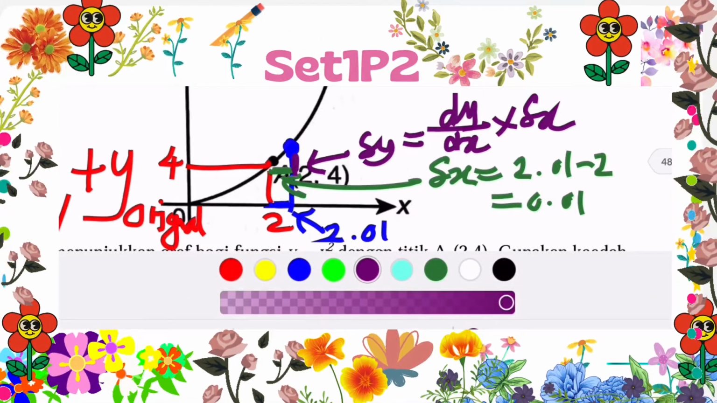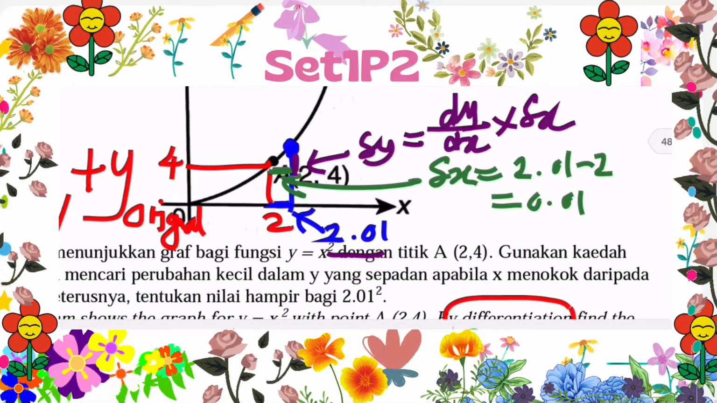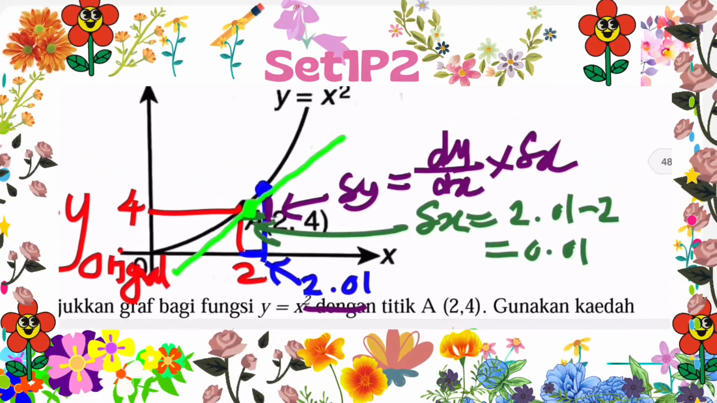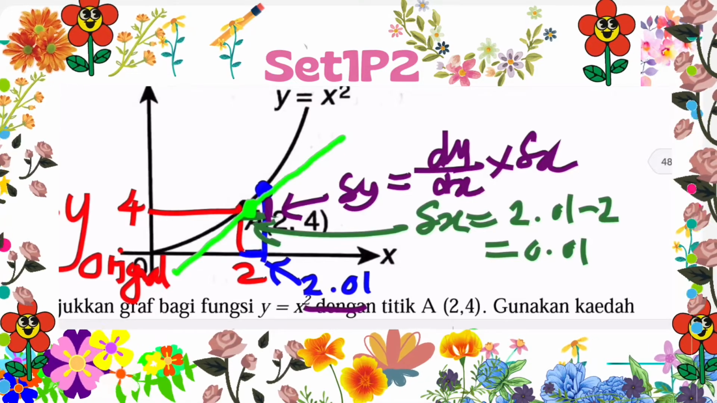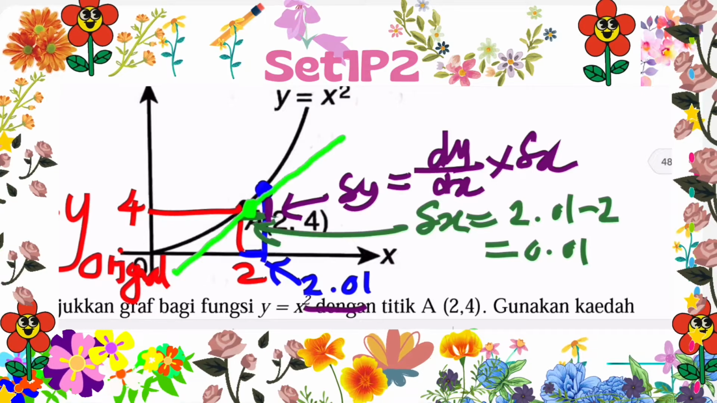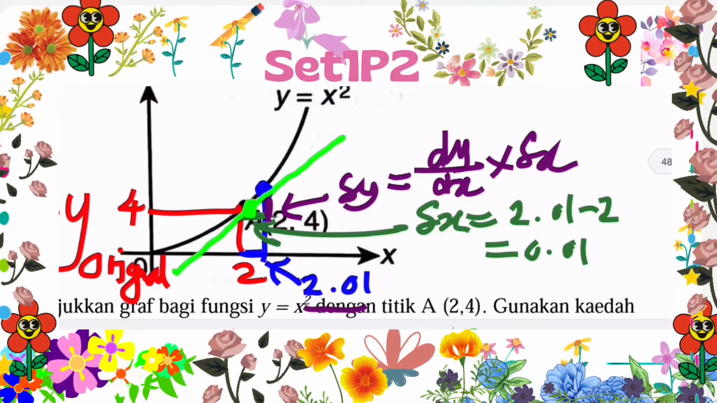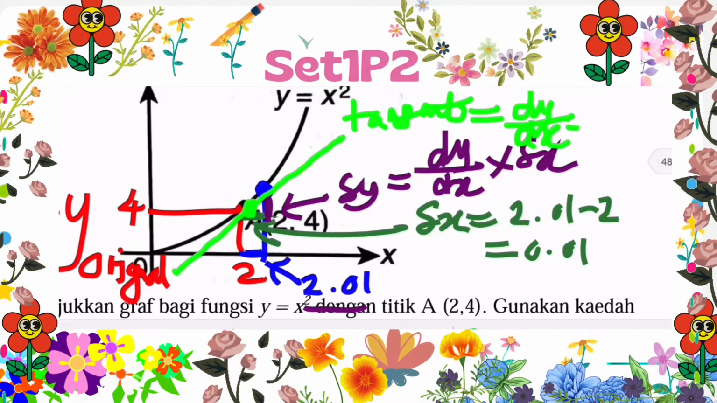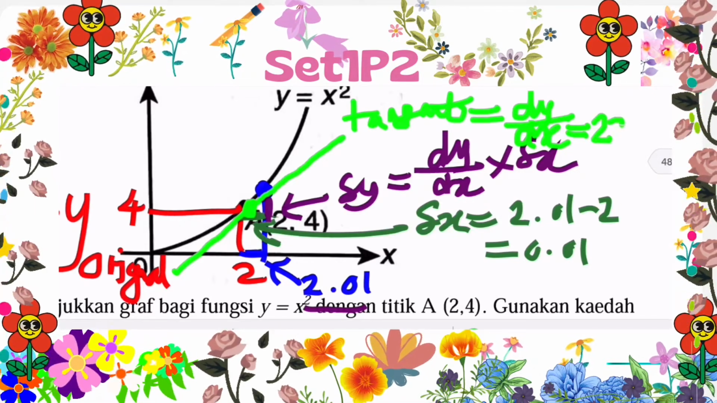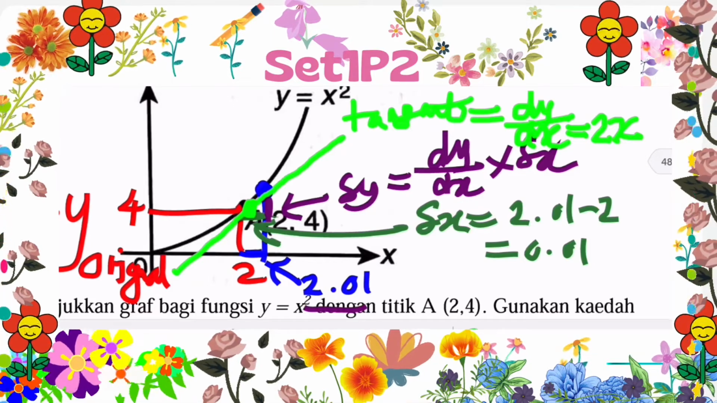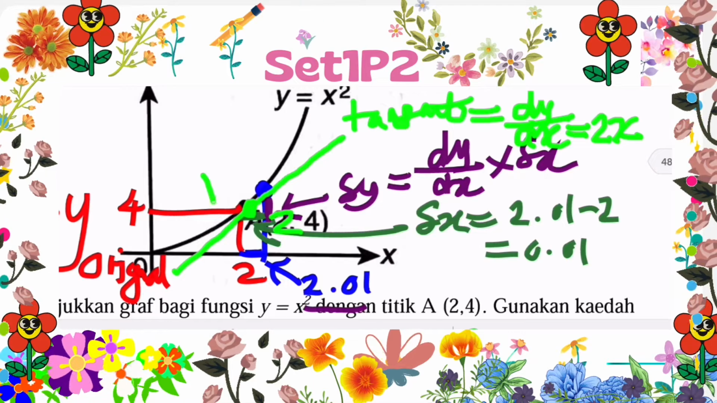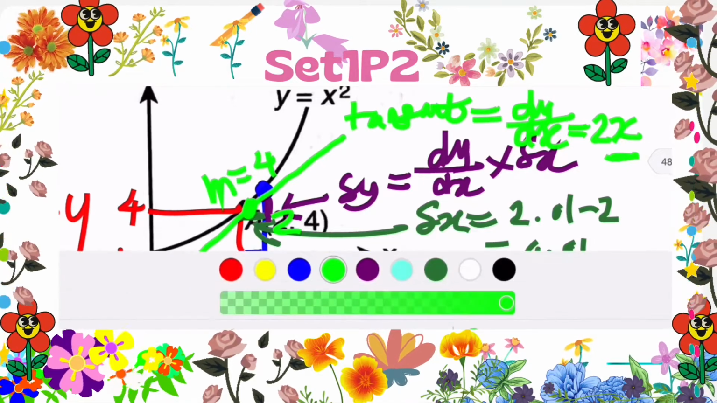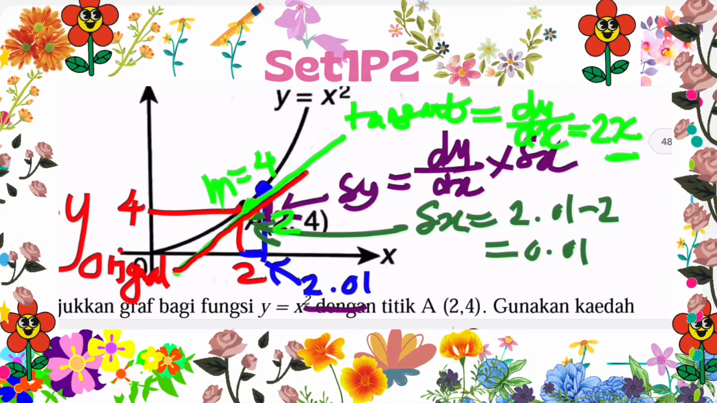So let's say we have a line that touches the point (2, 4), and this point, the blue point, is very close to the original point. That's why it's a small change, a small value. So this line is called a tangent, and the moment you see tangent, it means dy/dx. That means the gradient of the green line is 2x, and at that particular point, x is 2, right? So m at this point is 2 times 2, which is 4. Because this is a straight line, every point here will have the same gradient.